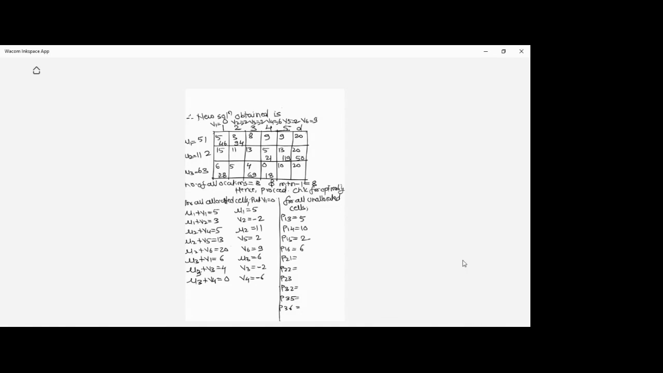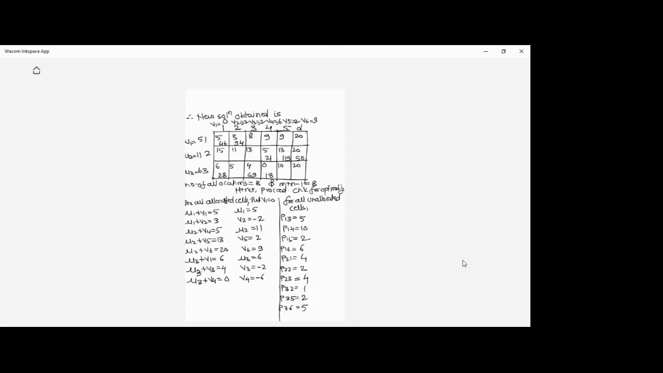P21 here is 11, 15 minus 11 is 4. P22 is 11 minus 2 is 9. 11 minus 9 is 2. P23 you have 11 minus 2 is 9, and 13 minus 9 is 4. For P32, you have 6 minus 2 is 4, and 5 minus 4 is 1. P35, you have it as 6 plus 2 is 8, and 10 minus 8 is 2. And lastly, for P36, we have 6 plus 9 is 15, and 20 minus 15 is 5.